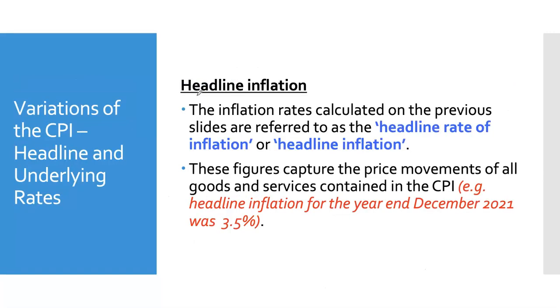Now, there are some different variations of the consumer price index you might have seen in those slides. The first one we're going to call is the headline inflation. These are the inflation rates calculated that we've talked about. These capture the price movements of all the goods or services. So, for example, the inflation rate for the year ended 2021 was 3.5%. That was what you saw in those ABS figures.